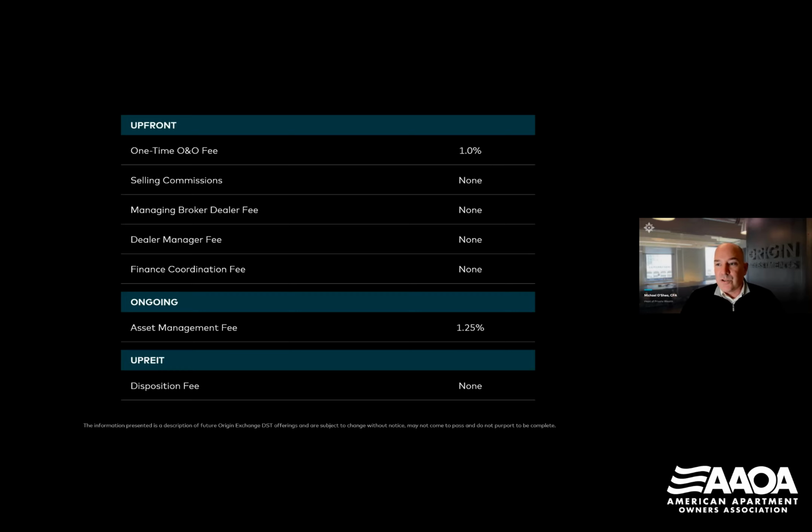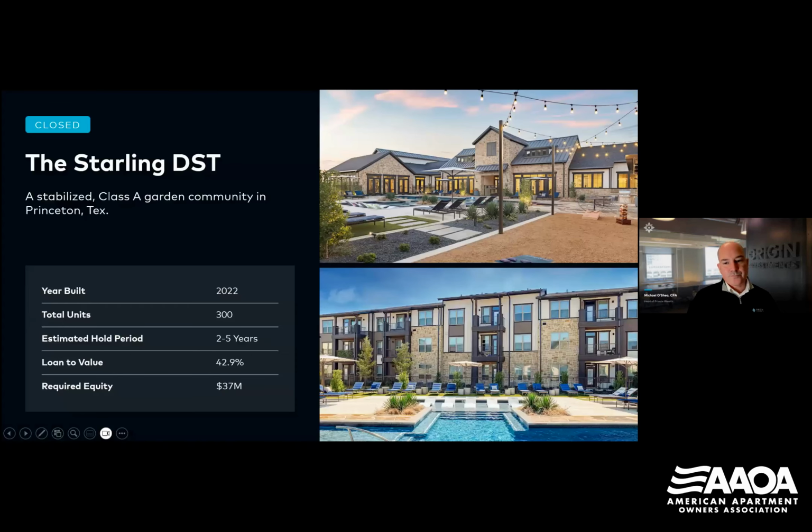We pay no commissions. We don't work with brokers. We take nothing for putting the debt on the deal. We charge an asset management fee of 1.25% on an annual basis. And then when we sell the asset, we take no disposition fee at all. So very clean, neat structure that we hope the industry will model eventually. But you can come directly to Origin and do this deal with us.